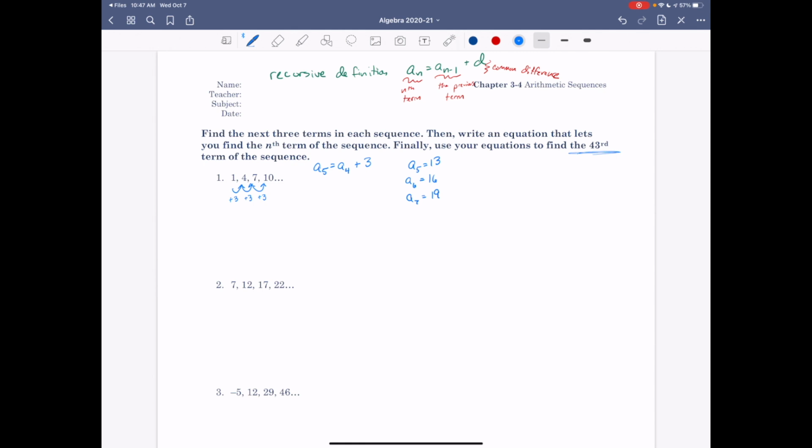But we're also supposed to write an equation here and then use that equation to come up with the 43rd term. Do I want to sit here and add 336 more times? No.